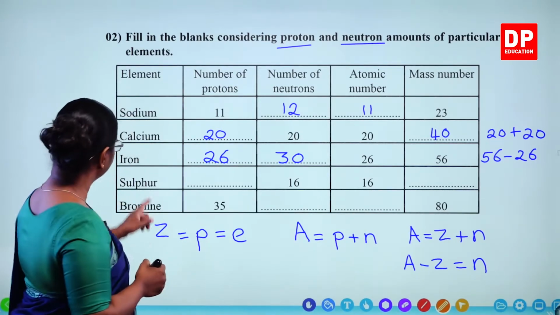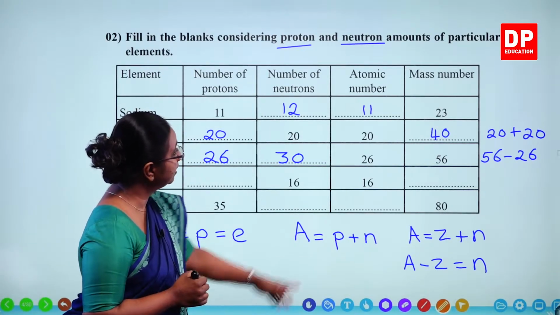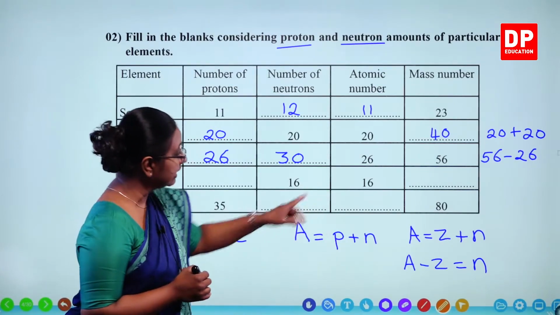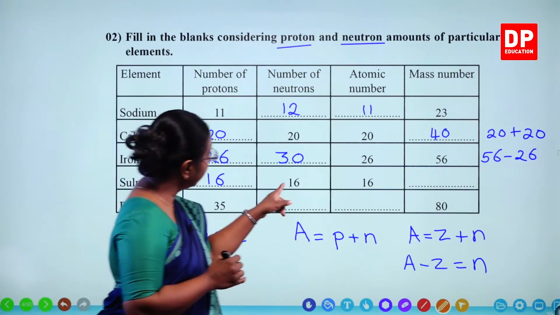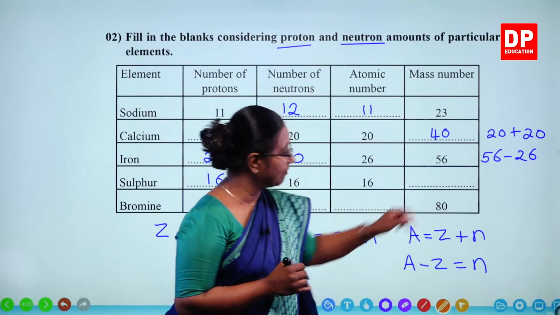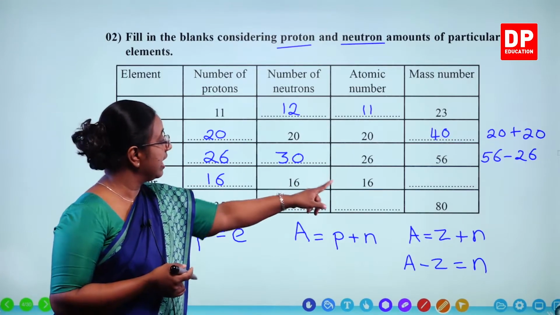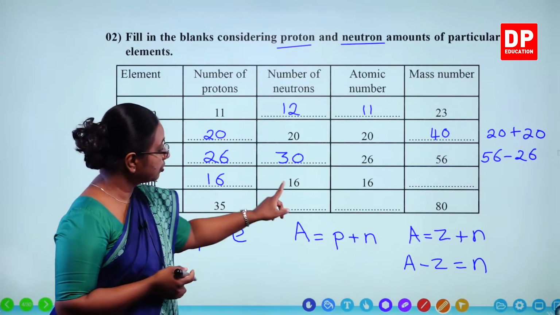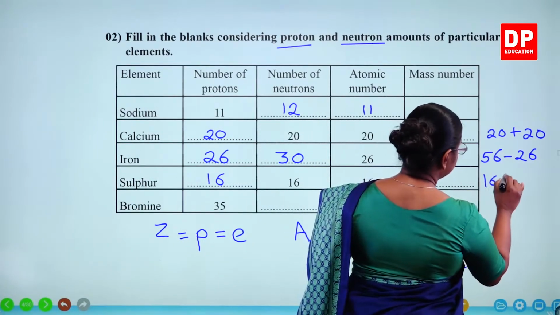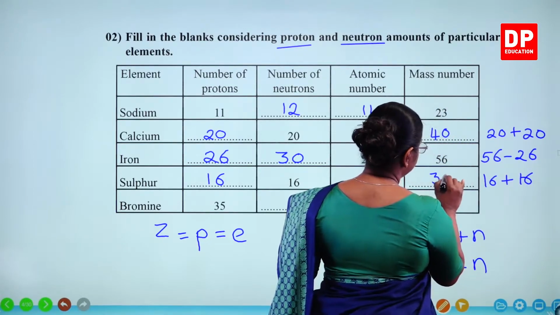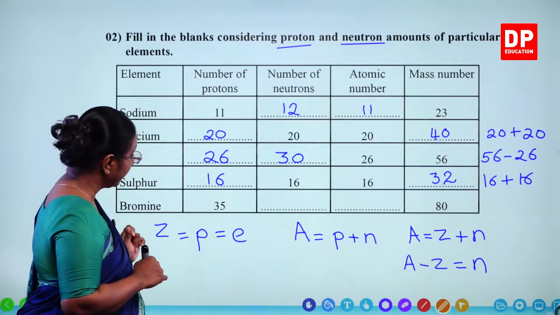So then you can find for sulfur, the next element. Again, the number of protons is not given, but you have the atomic number, that is 16. So that means number of protons equals 16. Then you have the number of neutrons. We don't have the mass number. There you all know it's a direct calculation. You have to add the two values. Number of protons plus number of neutrons gives you mass number. So here 16 plus 16. That is going to be 32. Is that okay, students?